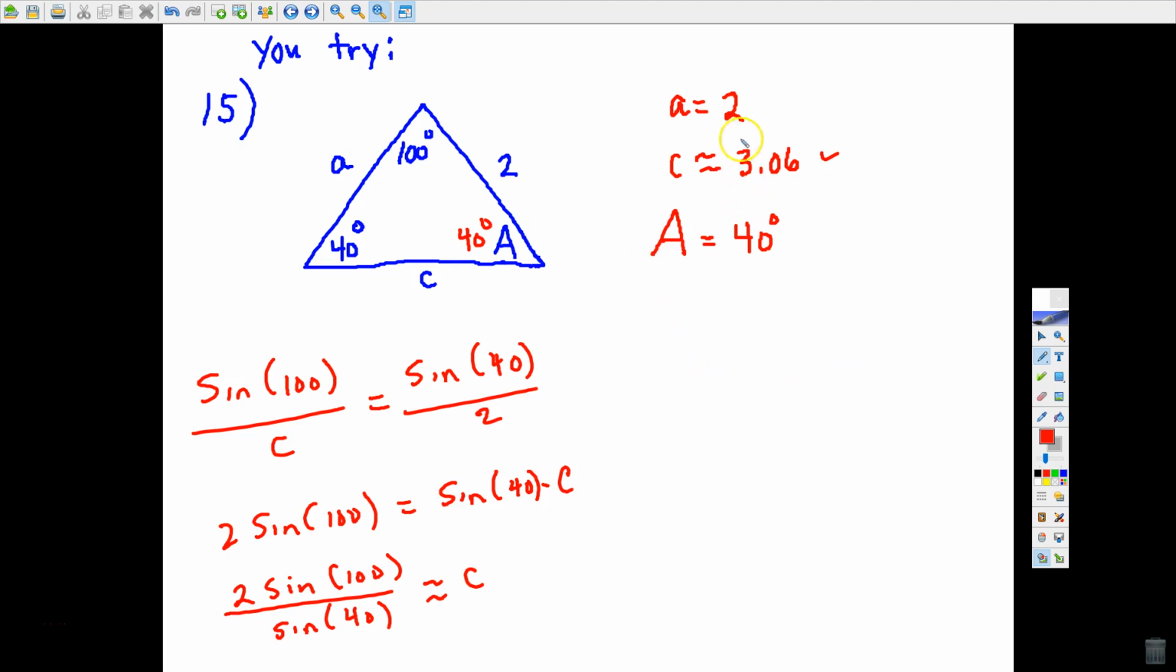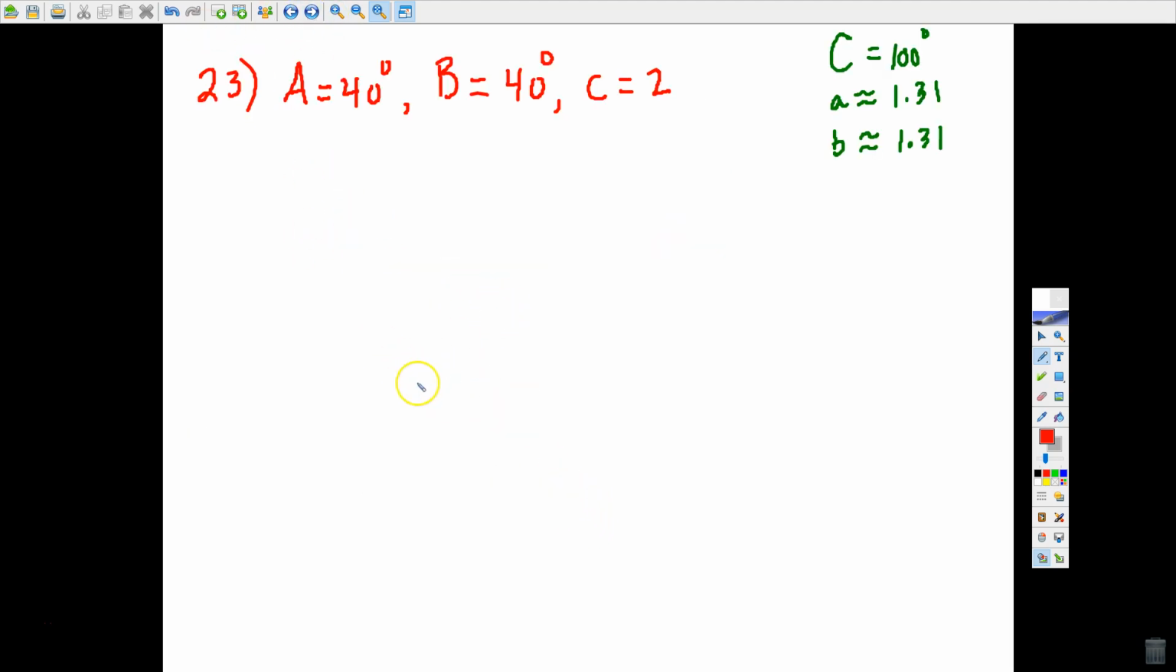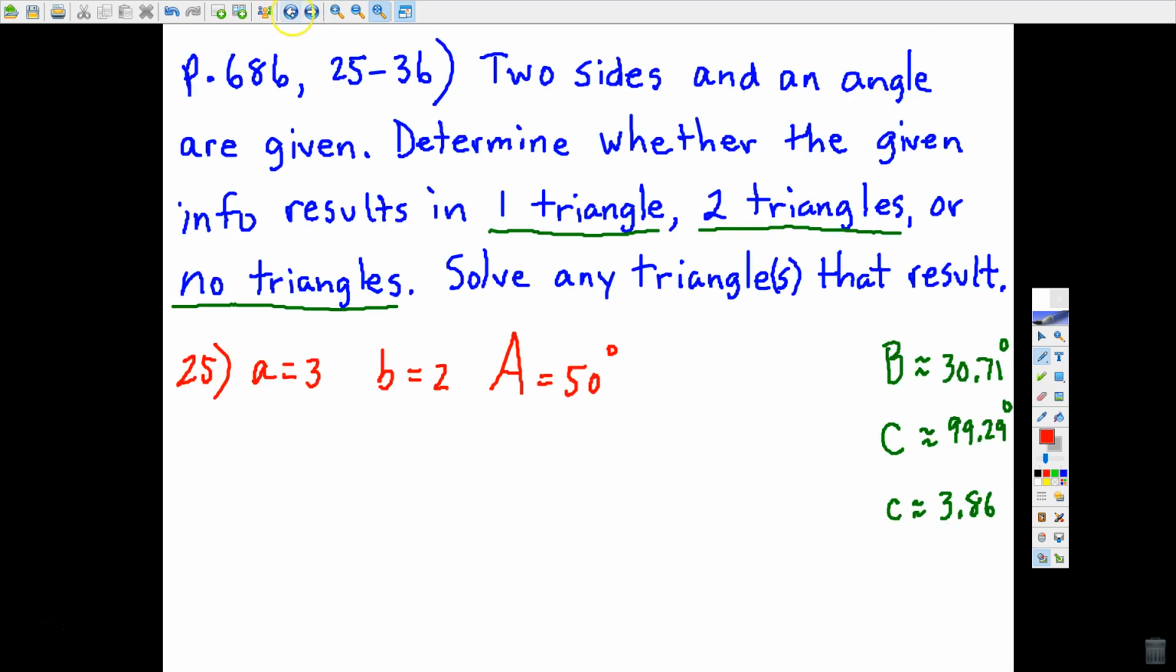We don't really have to go through law of sines for this side. I mean, you could if you wanted to, because if this 40-degree angle has its opposite side of 2, then this one also has to have an opposite side of 2. So it makes it kind of easy when two of the angles are the same. All right, but that is an illustration of the law of sines, and this is another example.